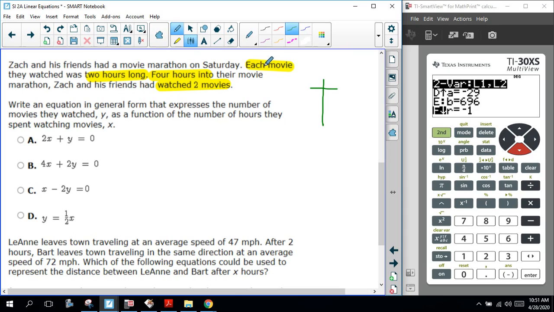The movie compared to the time. Movies watched compared to the time. So remember, time is my x variable, number of movies watched is the y. For one movie, it takes 2 hours, and for 2 movies it takes 4 hours. So we've got the 2 ordered pairs.